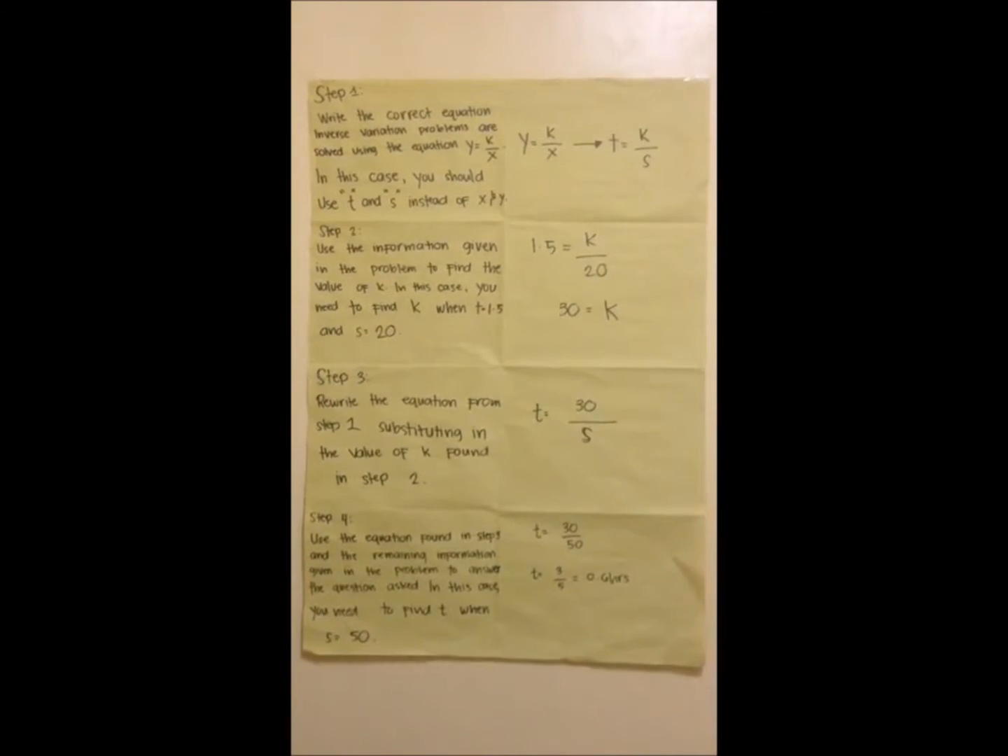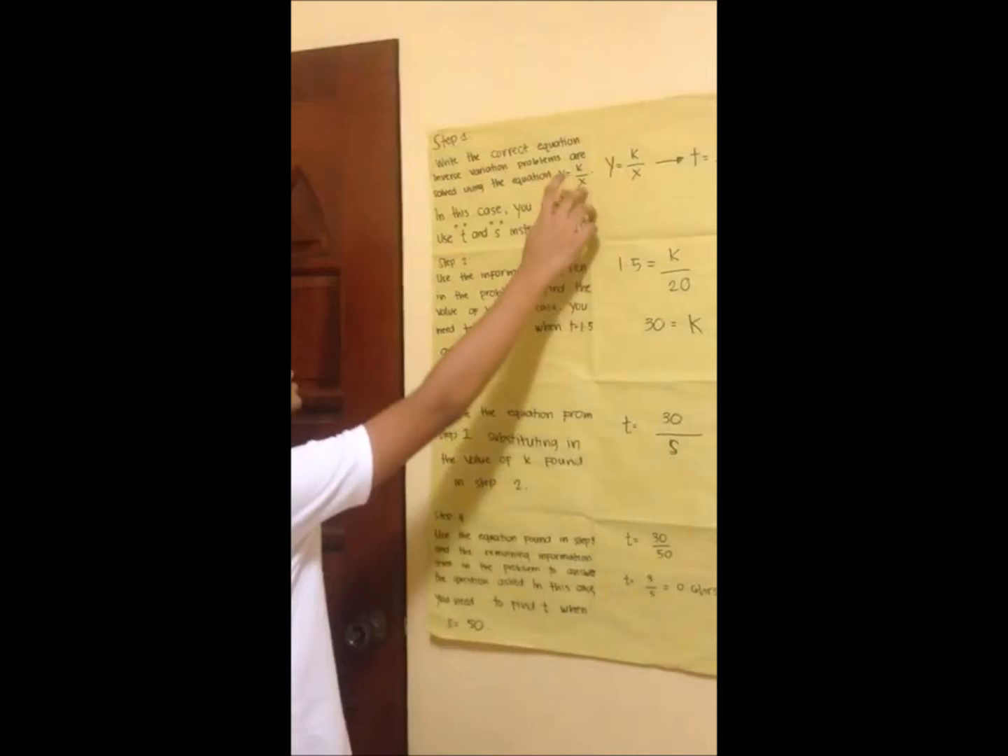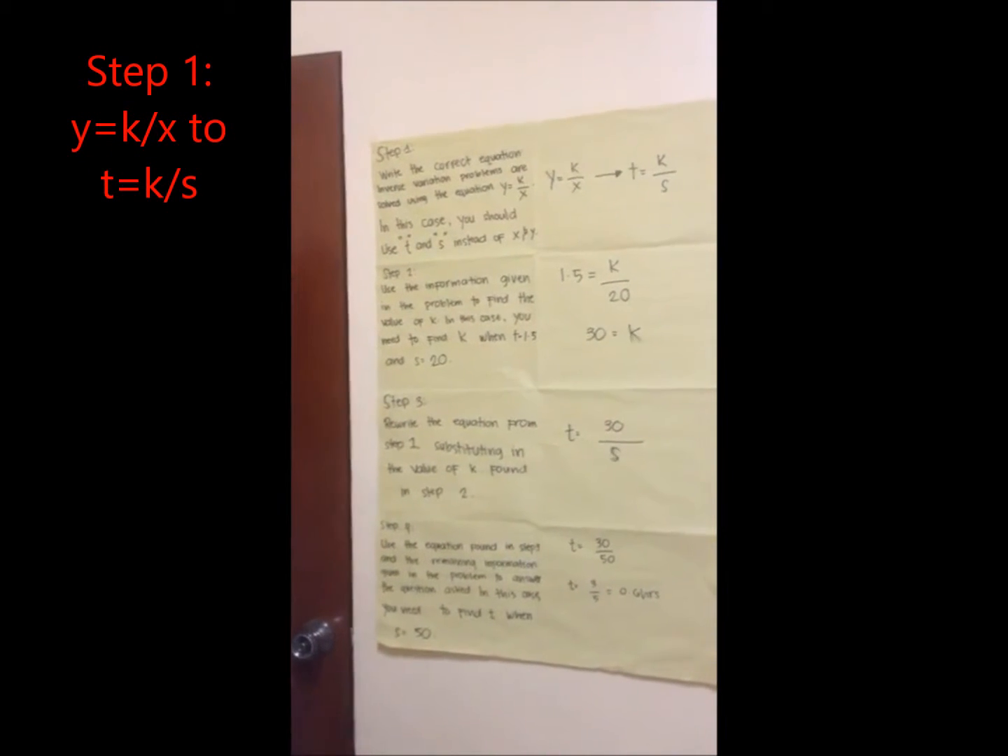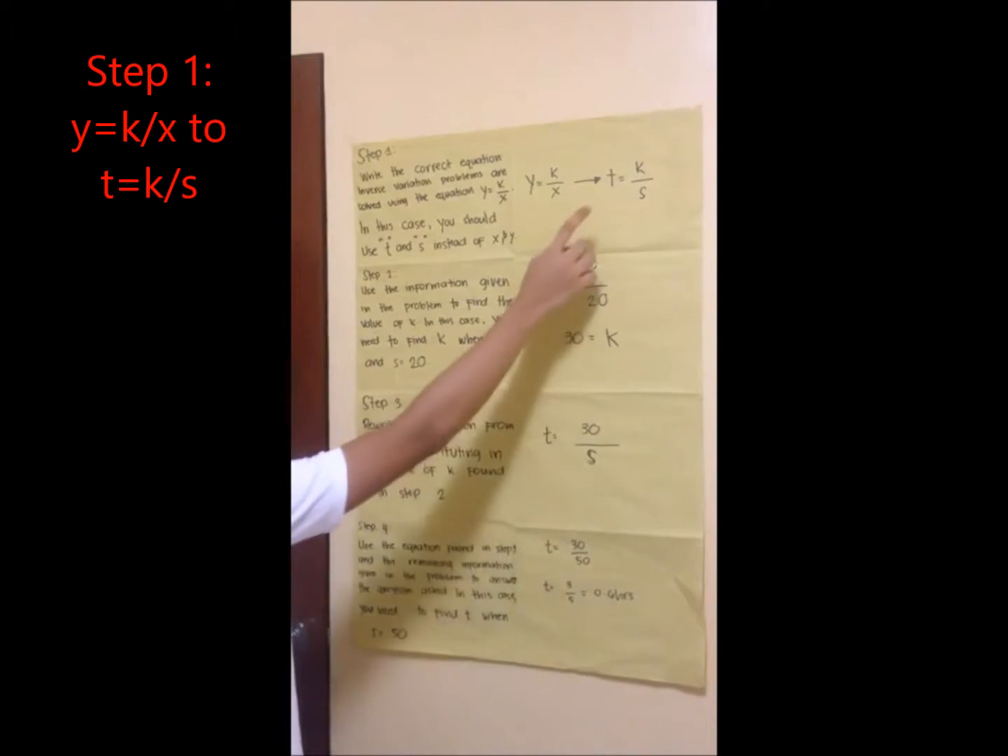Step 1. Write the correct equation. Inverse variation problems are solved using the equation y equals k over x. In this case, you should use t and s instead of x and y. So y equals k over x will be changed to t equals k over s. That's step 1.